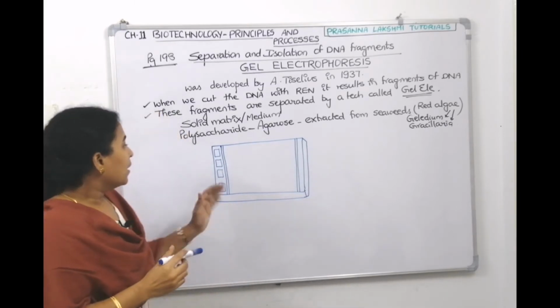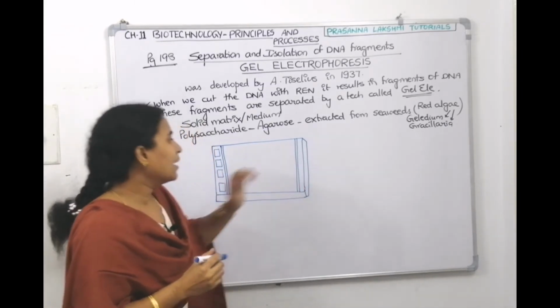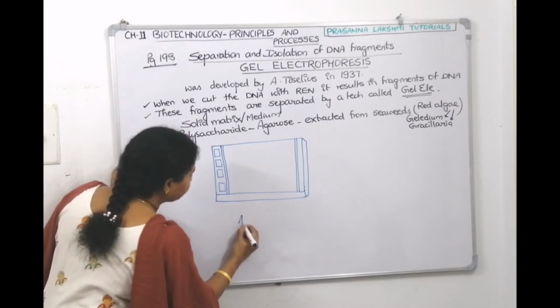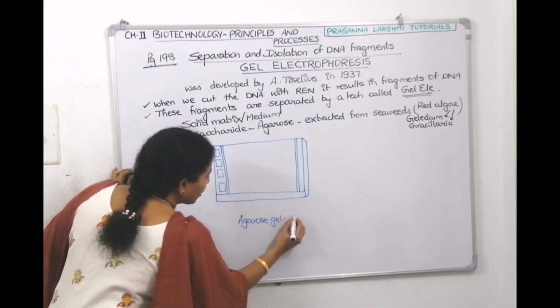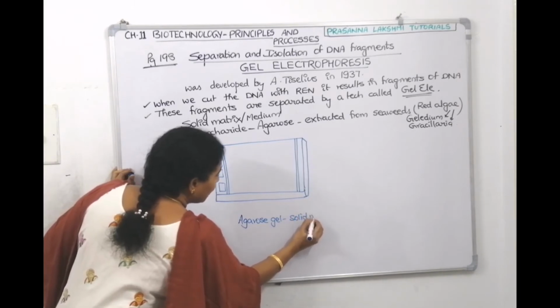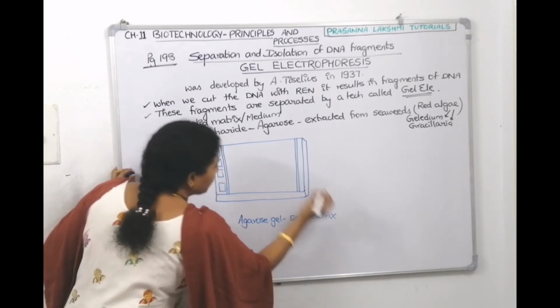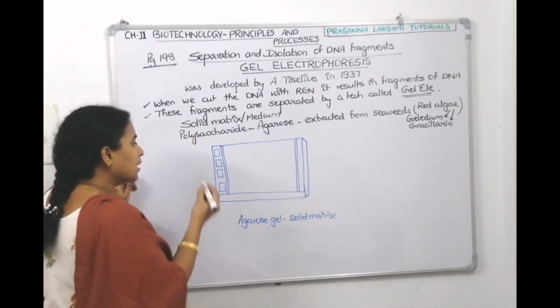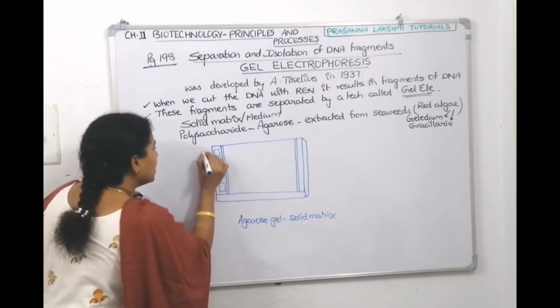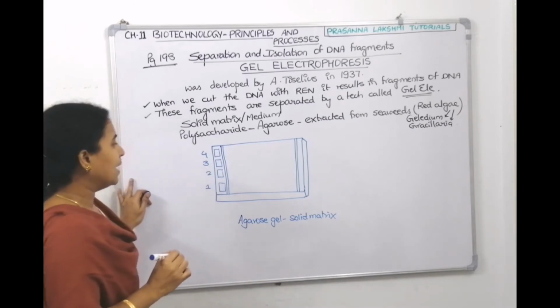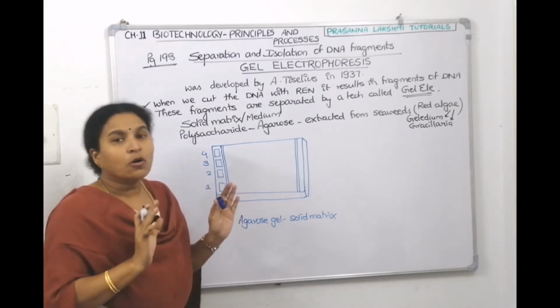Now this whole part is the agarose gel. What is this whole part? Agarose gel, which acts as a solid matrix. Now label these wells as 1, 2, 3, 4, like that you can label. Now load your DNA samples.